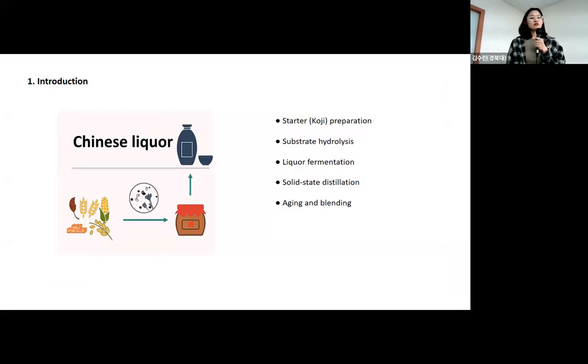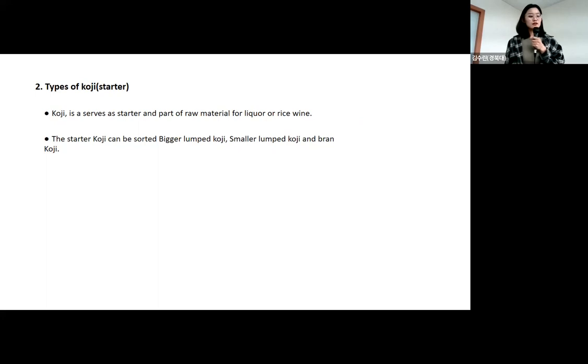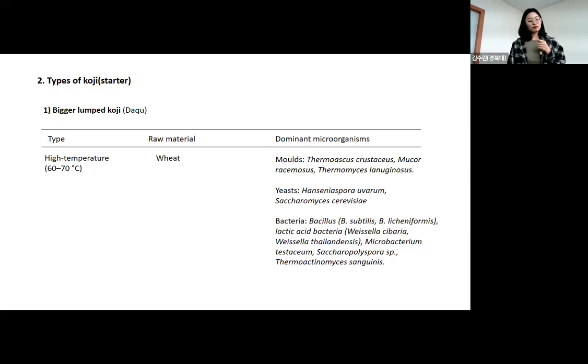The traditional process of Chinese liqueur includes starter preparation, substrate hydrolysis, liqueur fermentation, solid state distillation, aging, and blending. Koji serves as starter and part of raw material for liqueur or rice wine. The starter koji can be sorted into big lump koji, smaller lump koji, and bran koji. There are 3 types of bigger lump koji: high temperature, medium temperature, and low temperature.